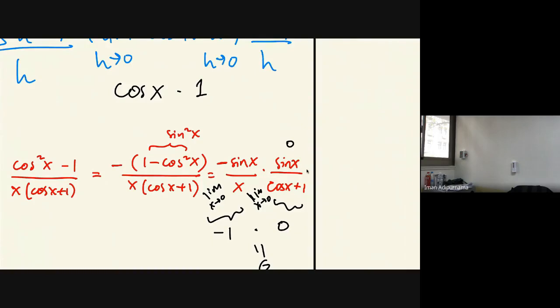So you have sine squared x. I'm separating the sine squared, becomes sine x times sine x. I'm separating x and this cos x plus 1. So I have these two expressions. Using the limit of each one, this part becomes 1 and just negative 1. And this part becomes 0. This becomes 1 plus 1, 2. So 0 over 2 is 0. So this whole part will become 0.